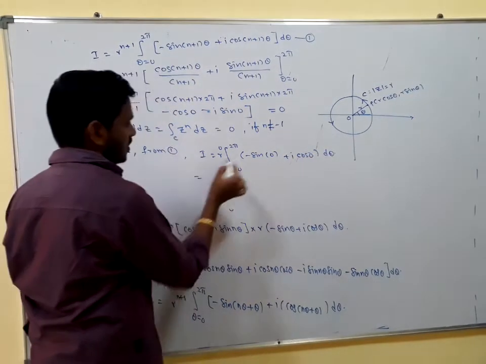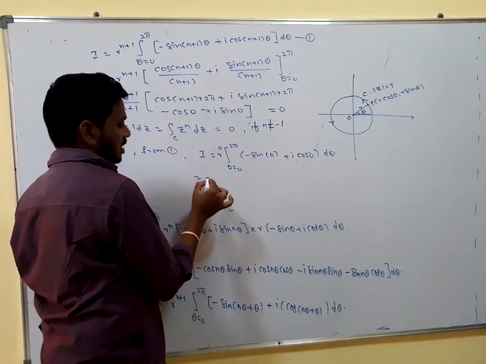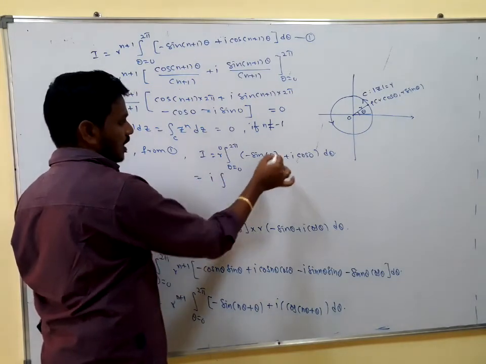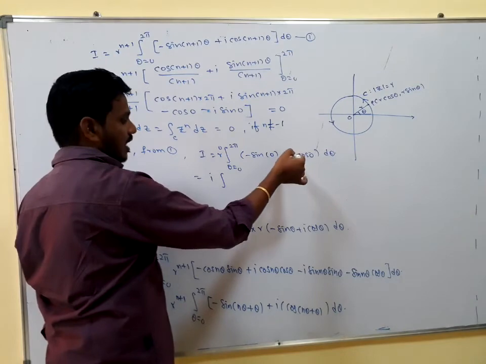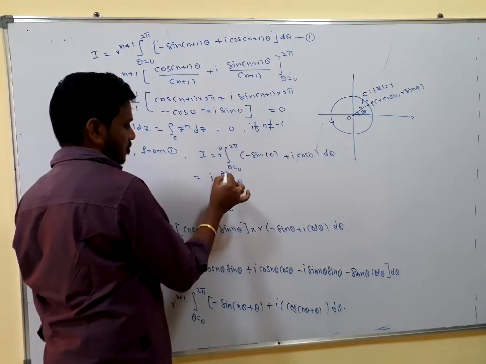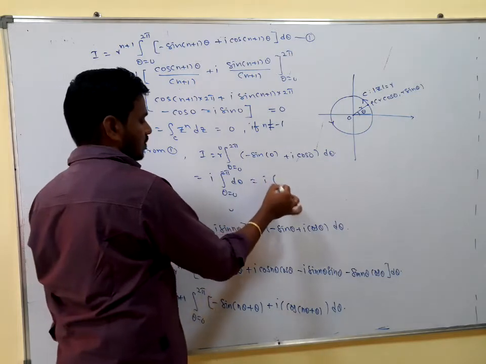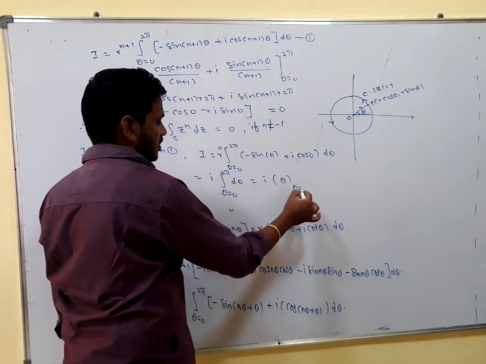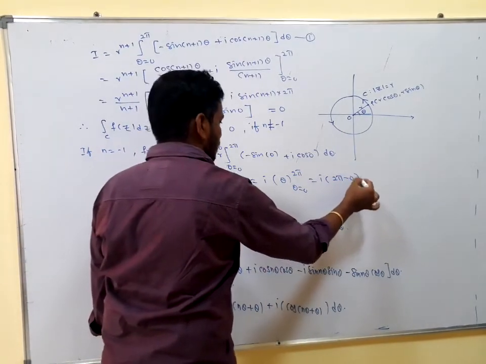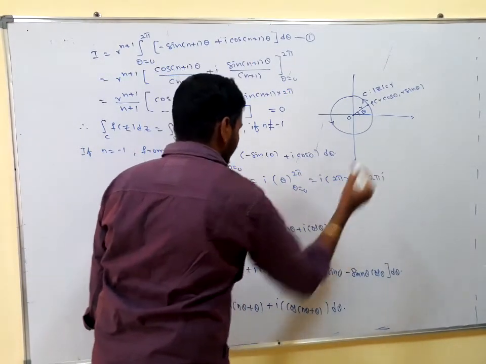So sin 0 is 0, cos 0 is 1, and r to the power of 0 is 1. So here it is i into the integral of d theta, theta from 0 to 2 pi. The integral of d theta is theta, so it is i into (2 pi minus 0), which is equal to 2 pi i.